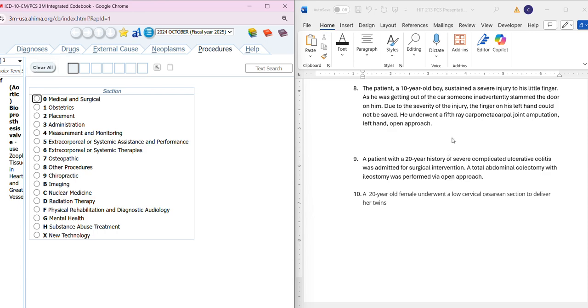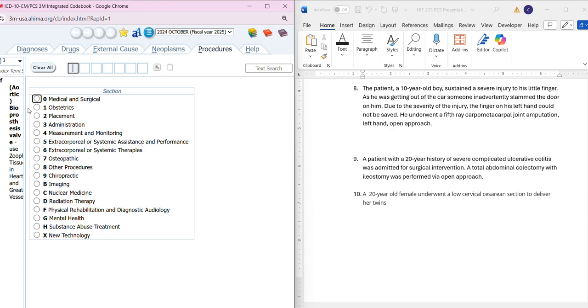All right, a 10-year-old boy sustained a severe injury to his little finger when he was getting out of the car. Someone inadvertently slammed the door on him. Due to the severity of the injury, the finger on his left hand could not be saved. He underwent a 5th ray carpometacarpal joint amputation on his left hand via an open approach.